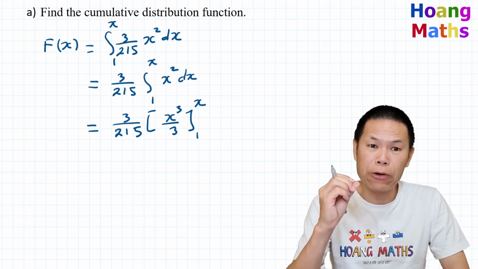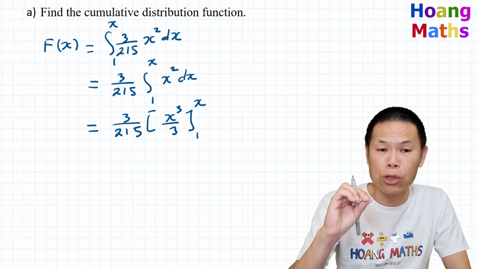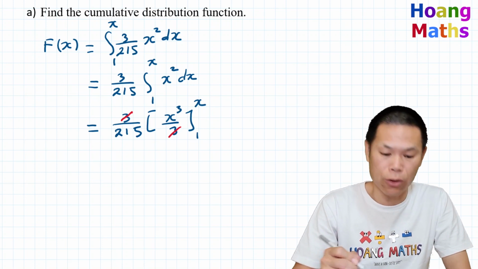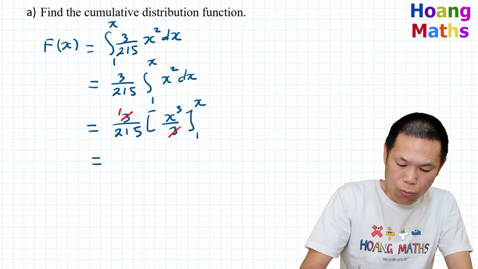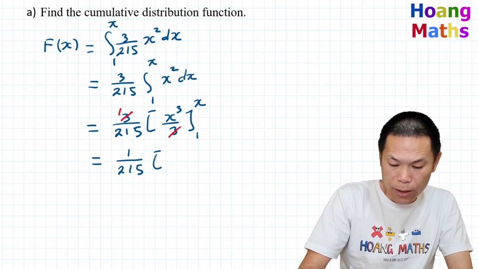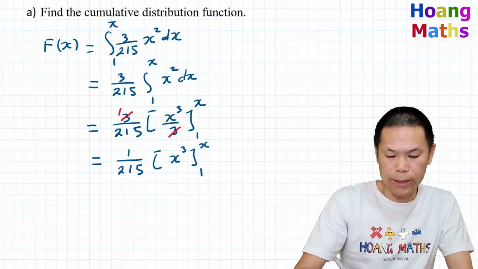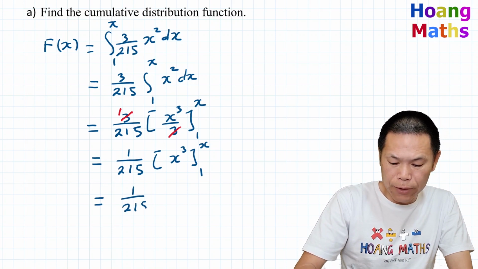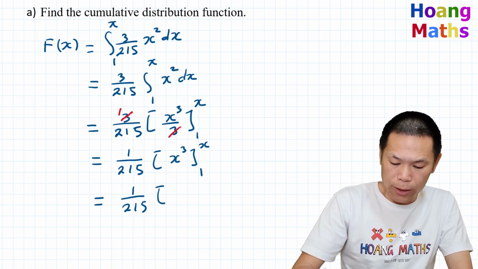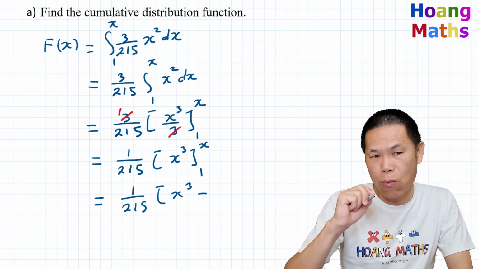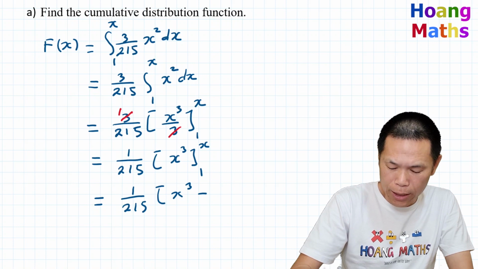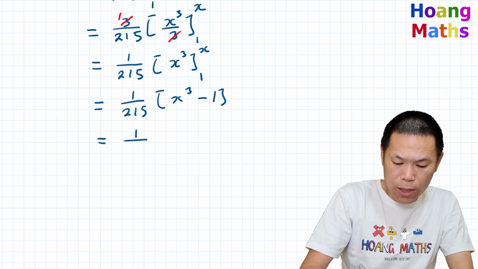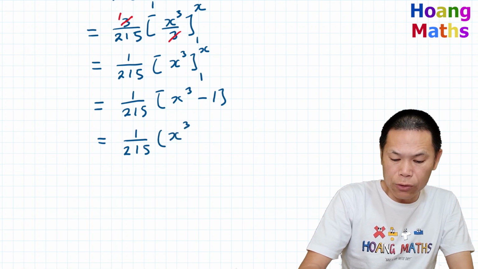So there you go. Now I can simplify this a little further, so that when I do the substitution or evaluation, it's easier. This 3, I can simplify by dividing both by 3, so that gives me 1. So that is equal to 1 over 215, x to the power 3, from 1 to x. Now I just evaluate this. That is equal to 1 over 215 times x to the power 3 minus, for x equal to 1, 1 to the power 3 is 1, so I just write 1. Let me rewrite it a little better. That is equal to 1 over 215 times (x to the power 3 minus 1).